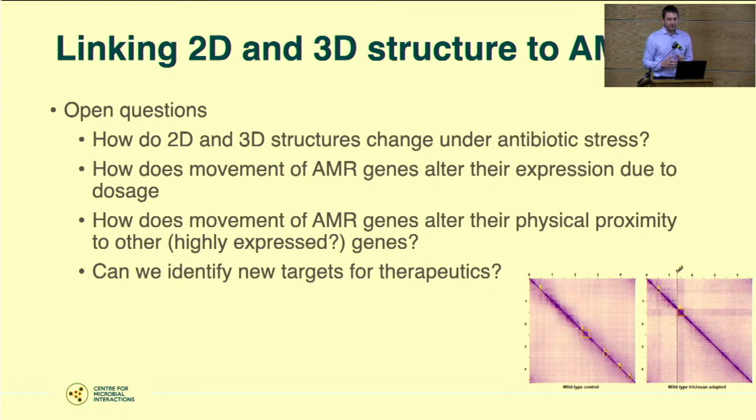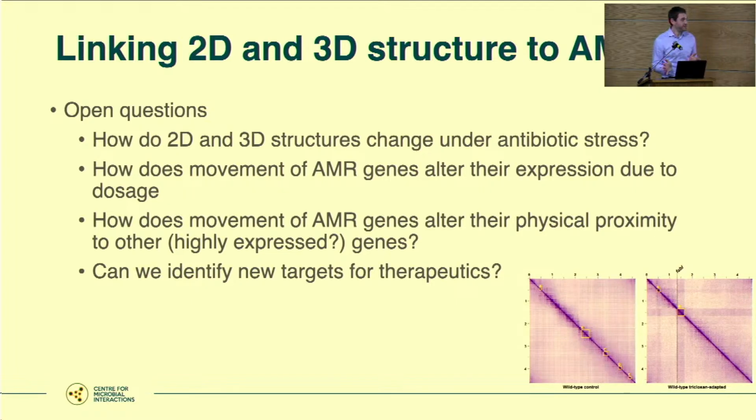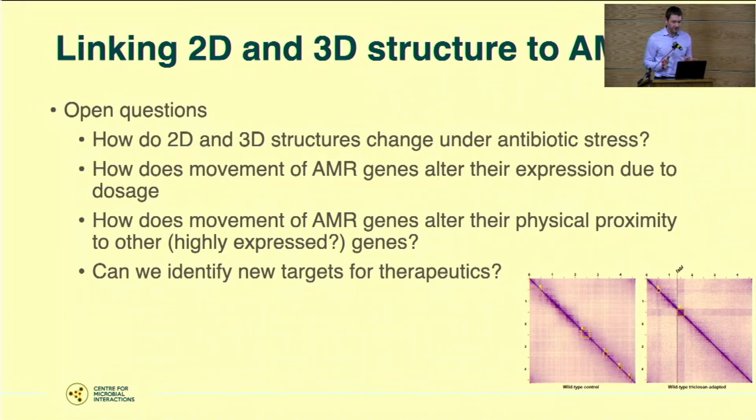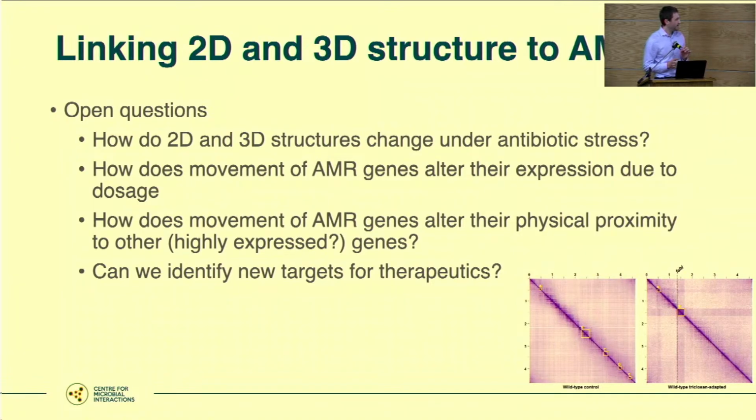So that leaves us with a whole load of open questions, far more than we're going to get a chance to look at. But where we're going to start is thinking about this more with antibiotic resistance. So how do these 2D and 3D structures change under that antibiotic stress? Trying to really characterize that. How does the movement of AMR genes, that we all know that they do, how does that alter their expression, and how can it alter their gene dosage in the cell?